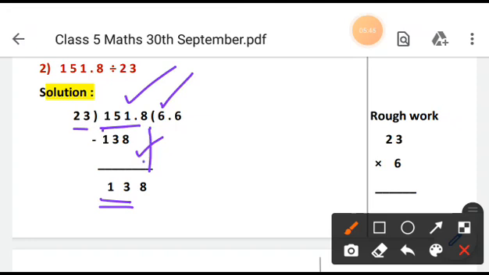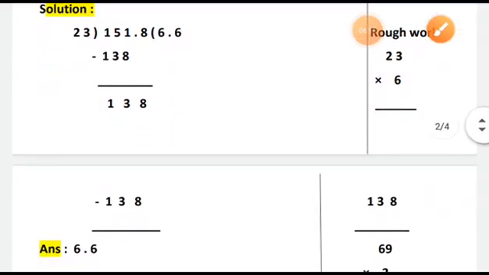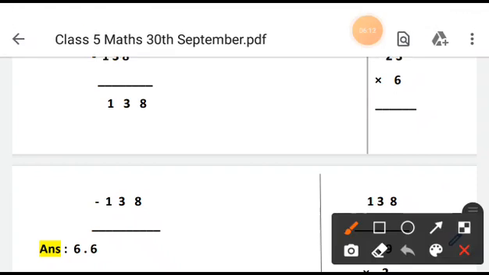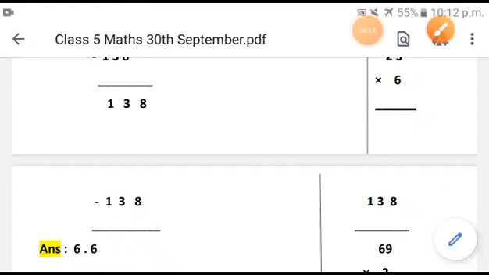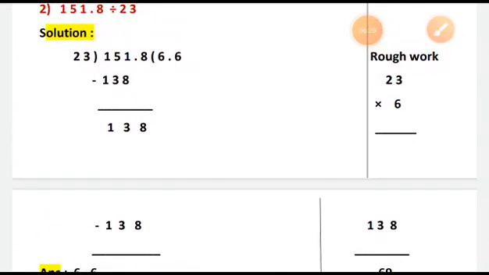Now as you do the division of whole numbers, you are going to bring down this 8. But children, you will have to put the point over here. Why? Because this 8 which you are bringing down, that is present in the decimal part. That's why. So after bringing down the 8, this is becoming 138. So finally again you are writing 23 into 6, that is 138. Then after that no remainder. So the final quotient which you are getting is 6.6. Okay. So children, the multiplications and the calculations are done in the rough column.